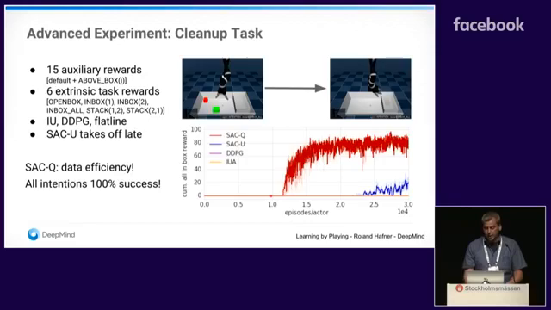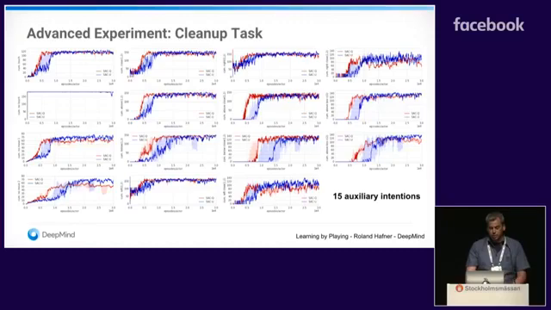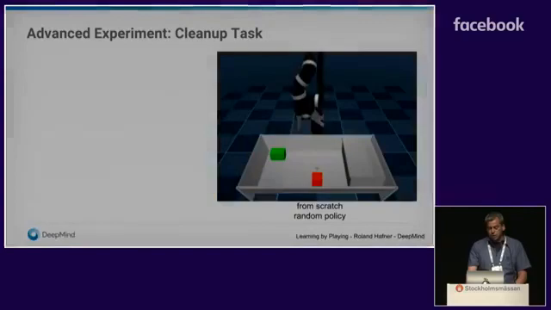The random uniform scheduler takes off very late, and the SecQ learns all of the intentions in a very data efficient way. So keep in mind that the SecQ algorithm not only learns the target experiment that we showed and compared, but it learned all 15 auxiliary intentions and all of the six main intentions we wanted to learn. So here are just a few examples.